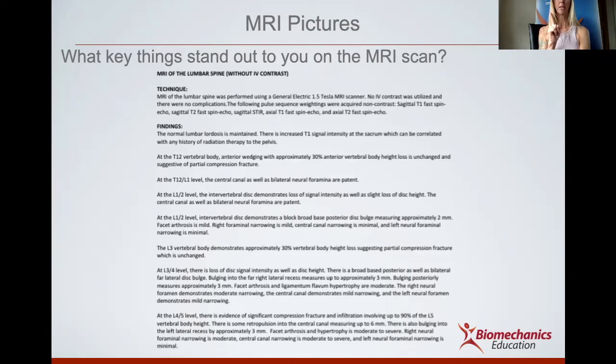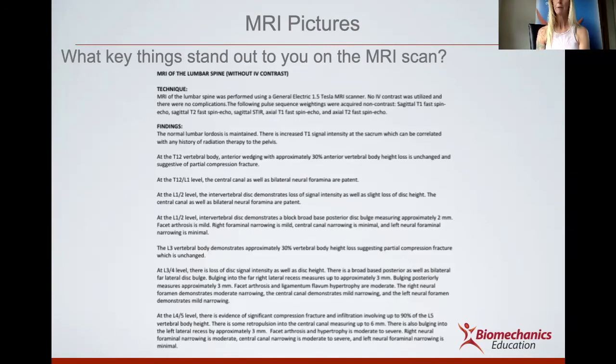Now this may be again where our posterior longitudinal ligament is diverting the bulge, which is a good thing. We don't want that pressure coming straight back onto the spinal cord. Bulging posteriorly measures around 3 mil. Okay, well, it may be starting to struggle at this point, and we may be starting to be concerned about whether we work with this individual.